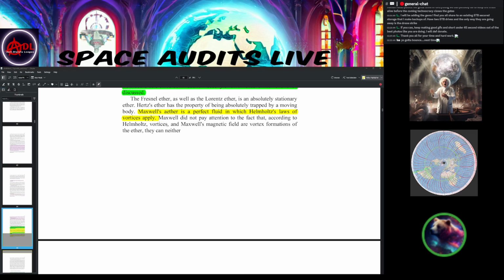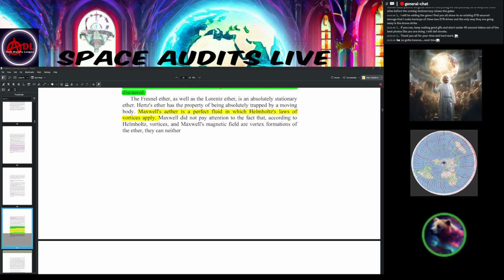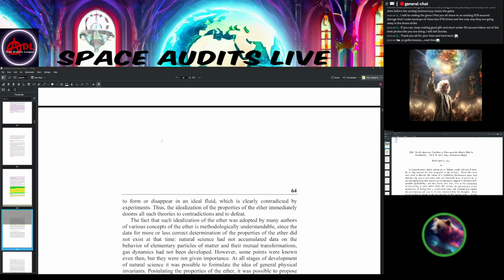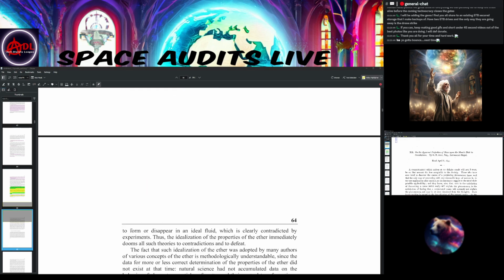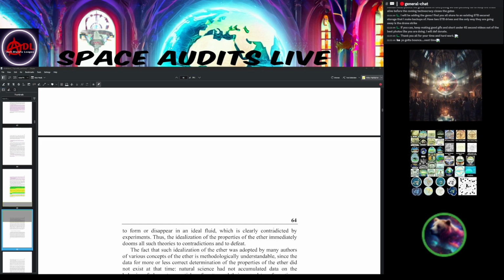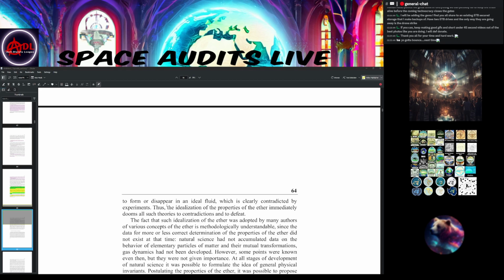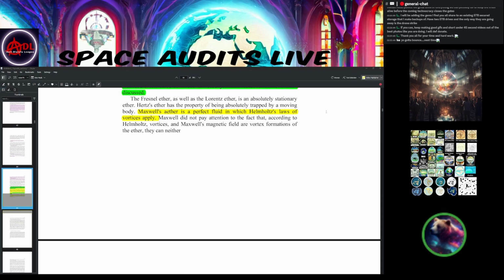Helmholtz's laws of vortices apply. Maxwell did not pay attention to the fact that, according to Helmholtz, vortices in Maxwell's equations are vortex formations of ether, and they can neither form nor disappear in an ideal fluid, which is clearly contradicted by experiment. I'll have to come back to this.